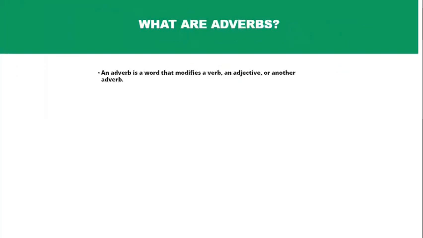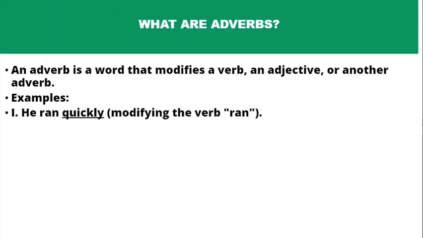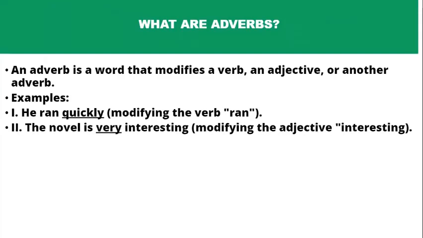What are adverbs? An adverb is a word that modifies a verb, an adjective, or another adverb. Examples: he ran quickly. The word quickly is the adverb modifying the verb ran. And then the novel is very interesting. Now, the word very is the adverb modifying the adjective interesting.